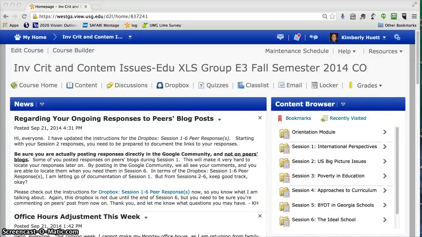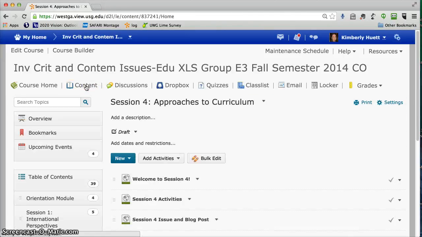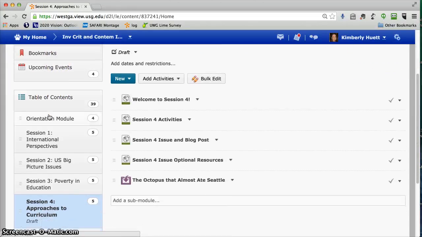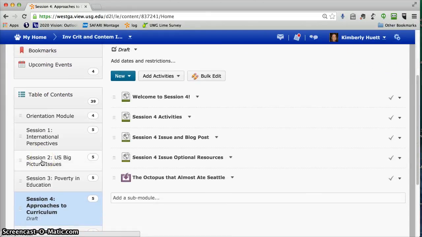Alyssa, I wanted to show you where you need to go to learn more about the field experience assignment, because it sounds like you have not read the instructions for it. So if you go into content, and keep in mind my course den looks a little different from yours, so you can ignore some of the extra stuff, but you hit the content button and then go into session 2, because that's where I introduced the field experience.